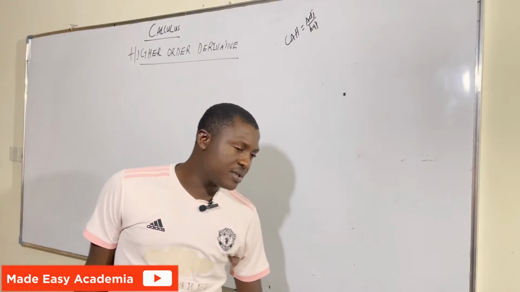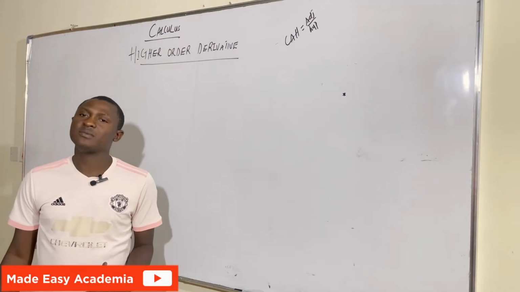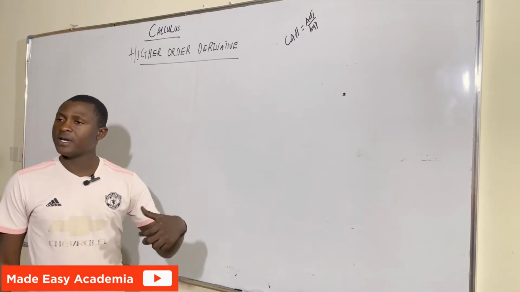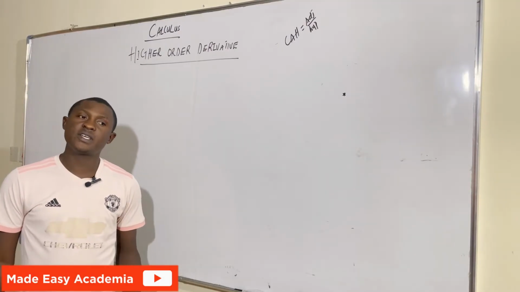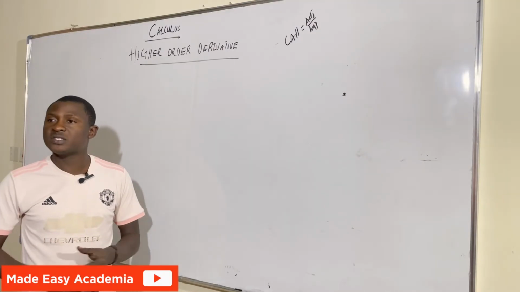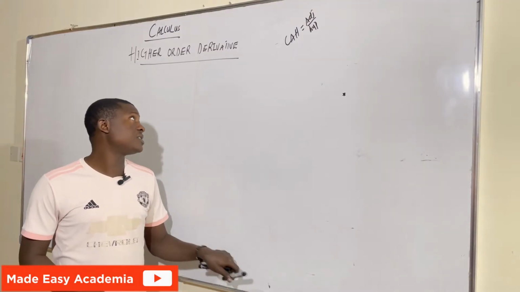So higher order means when you are differentiating the functions more than one time. The polynomial, in some cases they can call it polynomial functions. Maybe you have to find dy/dx or d²y/dx² or d³y/dx³, d⁴y/dx⁴, depending on what you are asked to find. And they can use many ways of representing it.